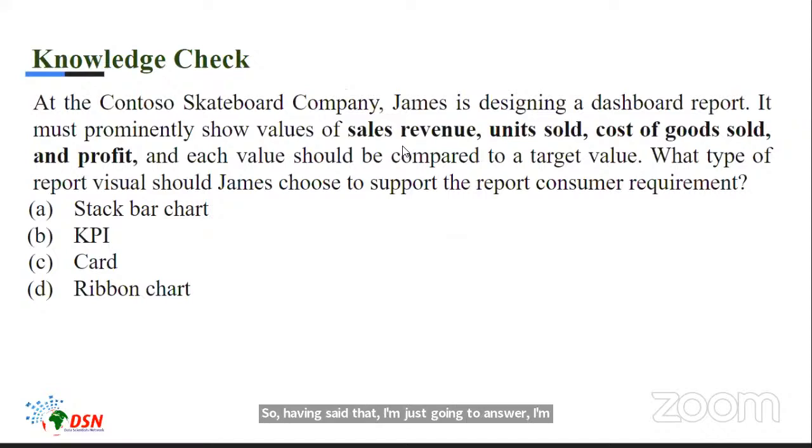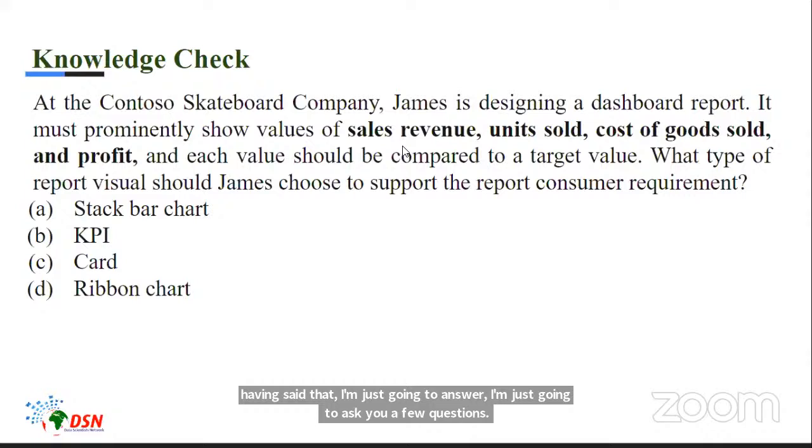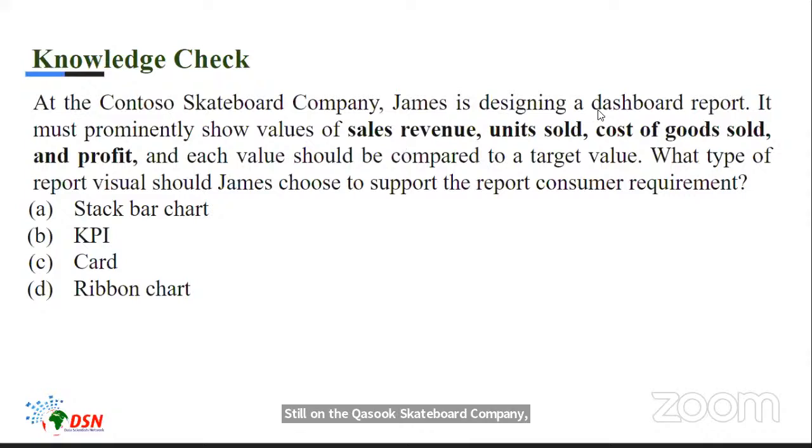Still on the Cortisol Skateboard Company, James is designing a dashboard report. It most prominently shows values of sales revenue, units sold, cost of goods sold, and profits. That's why I have them highlighted bold. And each value should be compared to a target value. What type of report visual should James choose to support the report's consumer requirements? That's your question.